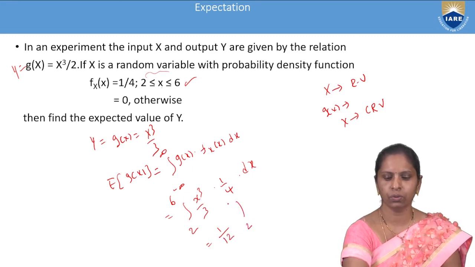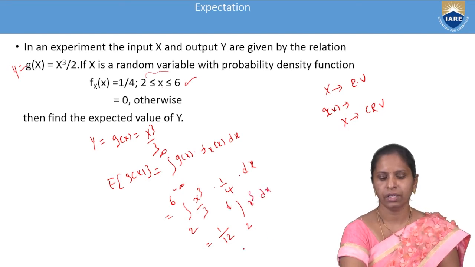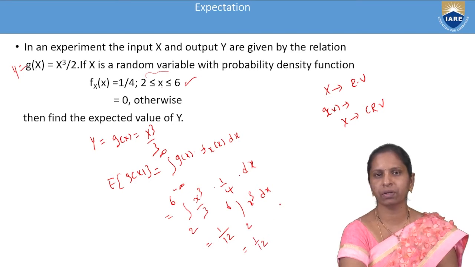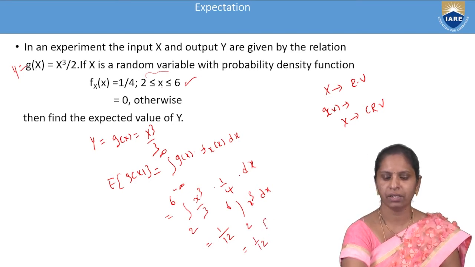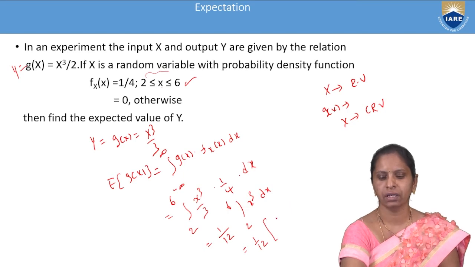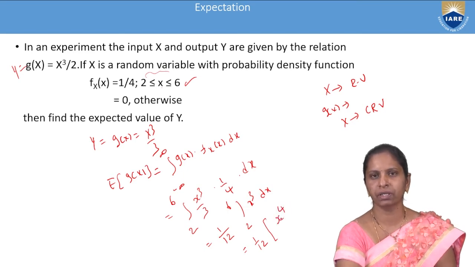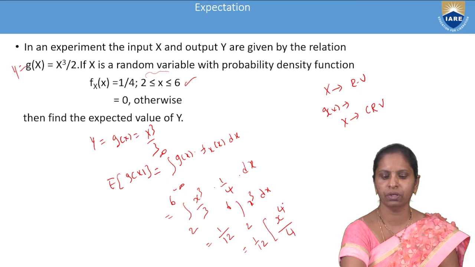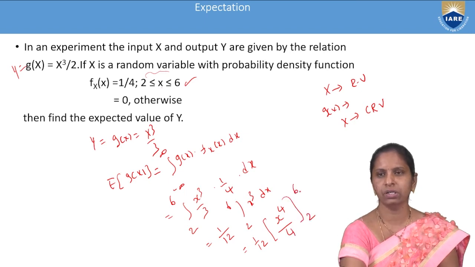So integration 2 to 6 x cube dx equals 1 by 12. Integration of x power n is x power n plus 1 by n plus 1. Similarly, you can write the integration of x cube as x power 4, that is 3 plus 1, nothing but x power 4 by 4. And the limits are 2 to 6.